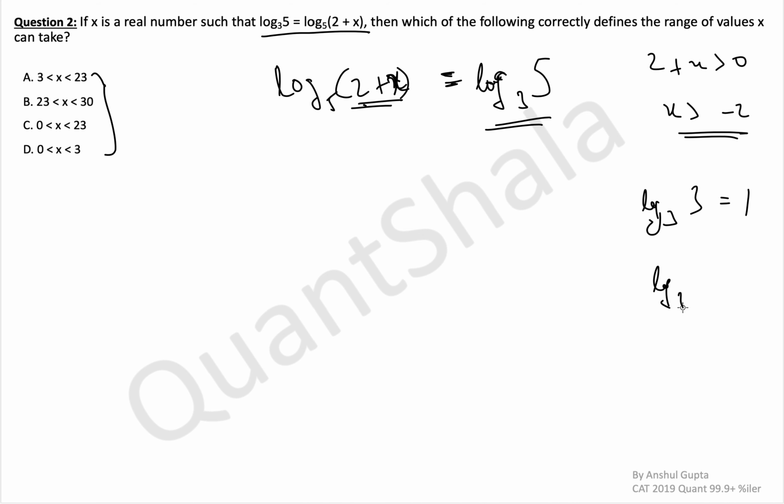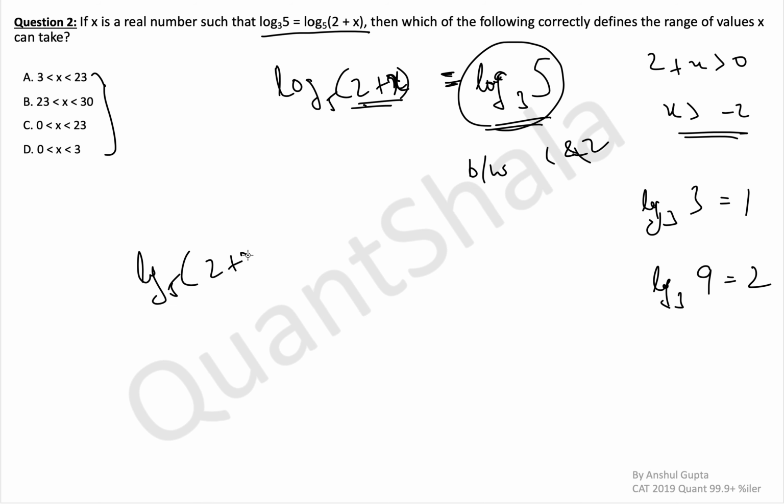And what is the value of the next log? Log 3 9 is equal to 2. So we know that log 3 5 will be between 1 and 2. Between 1 and 2. So let's try to solve it this way. We know that log 5 (2 plus x) is less than 2 and greater than 1. This is what we have.